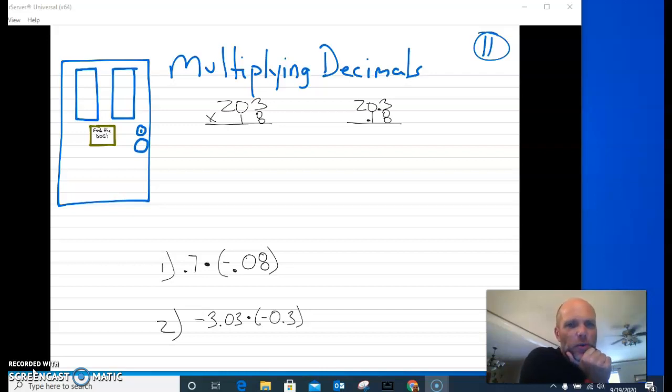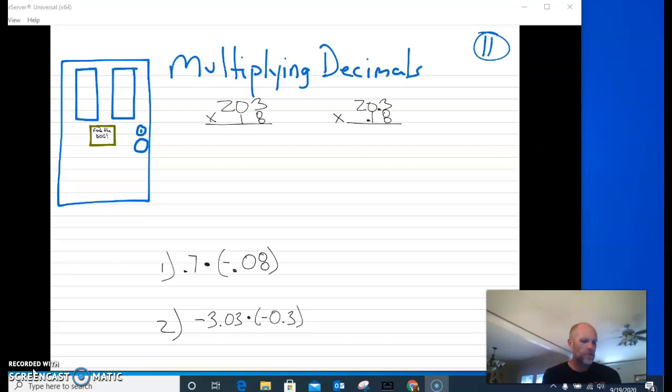Multiplying decimals, 203 times 18 is one of the problems, the first one. And then 20 3/10 times, which I did not put the multiplying sign, times 1800ths. And then two more examples down here, 7/10 times a negative 800ths. And number 2 is negative 3 300ths times a negative 3/10. Get those written, and then we will continue.